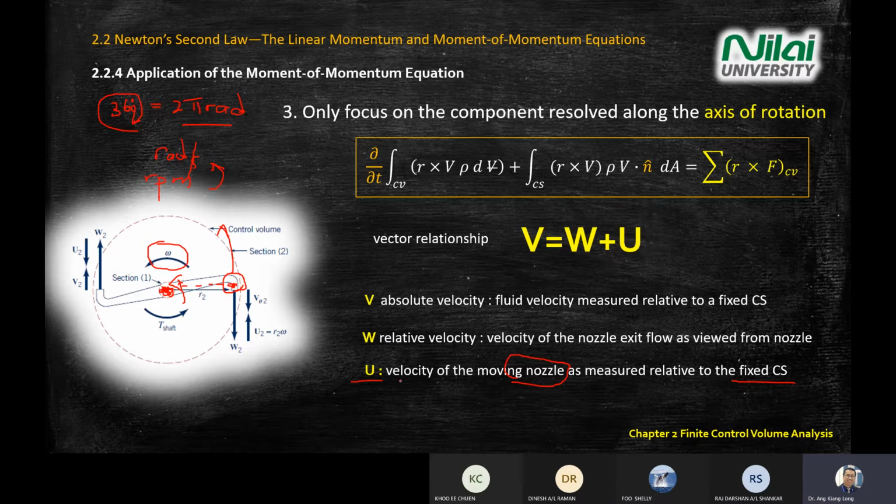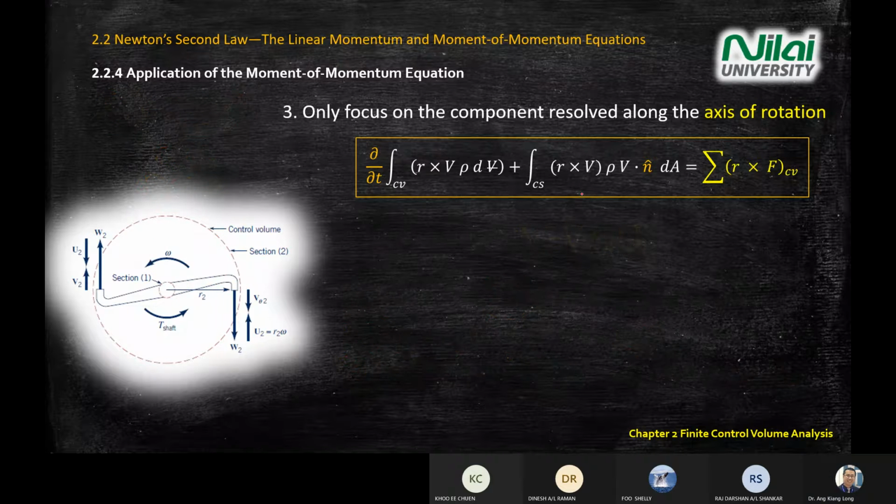All right, clear with V, W, and U? Stop me if you are not able to differentiate V, W, and U. One is float, one is relative velocity of your acid flow, and the other one is the nozzle. All right. So again, just to remind you, this component can be positive or negative.